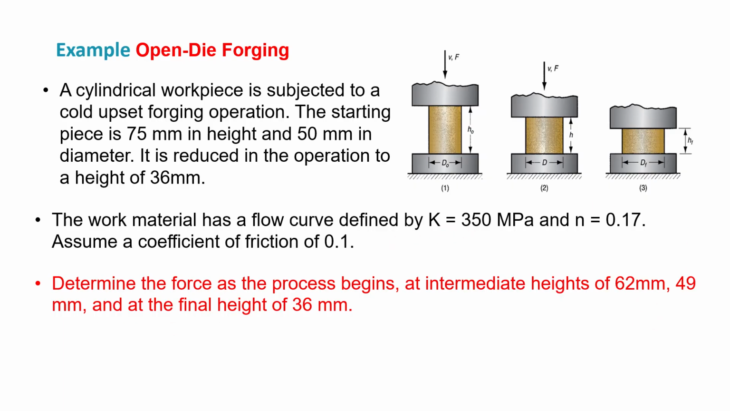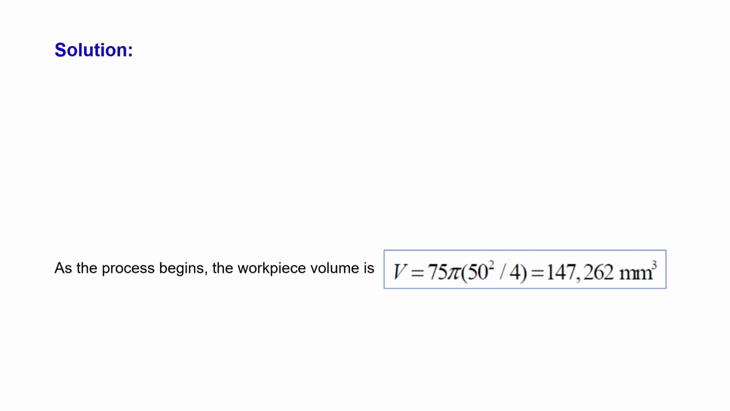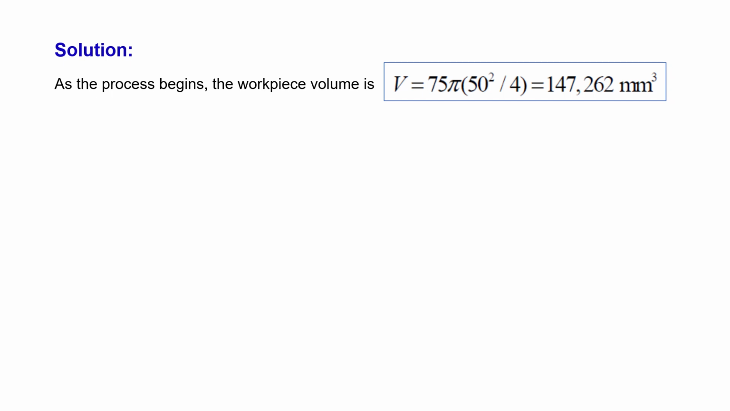But at the beginning, we would like to know what will be the force just when we start adding the force of the forging. So the solution is going to start with the following. First, as the process just begun, the workpiece volume, which is going to be constant all the way, is going to be equal to 75 times pi multiplied by the diameter squared divided by 4. Okay, so 75 is the height, and pi multiplied by the diameter squared divided by 4 is the area of the base, and this will give me that the volume is 147,262 cubic millimeters.